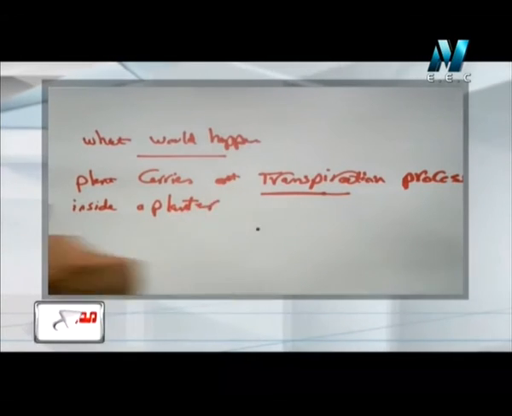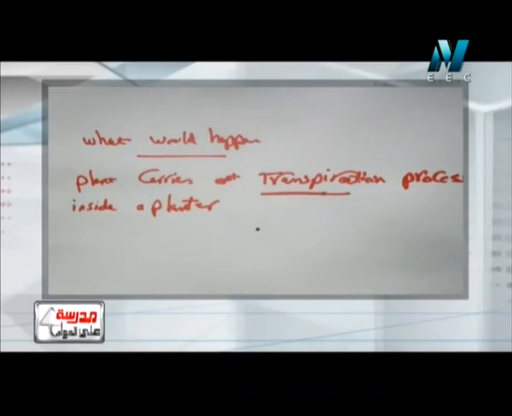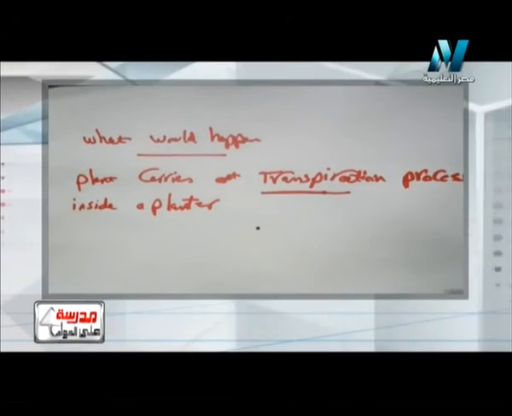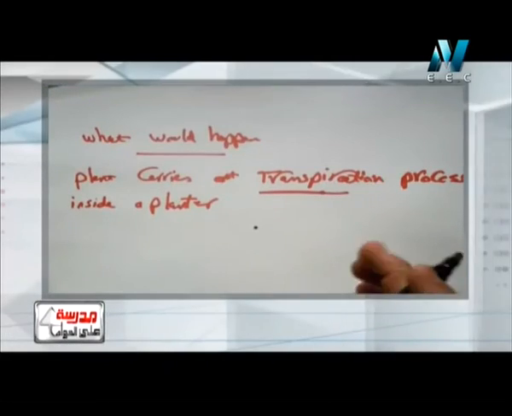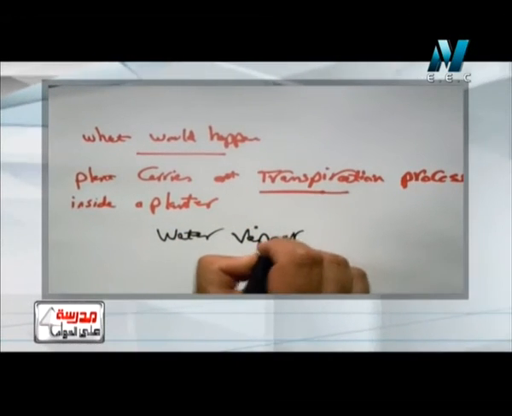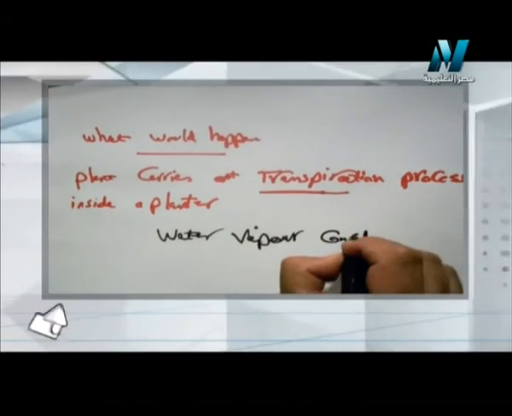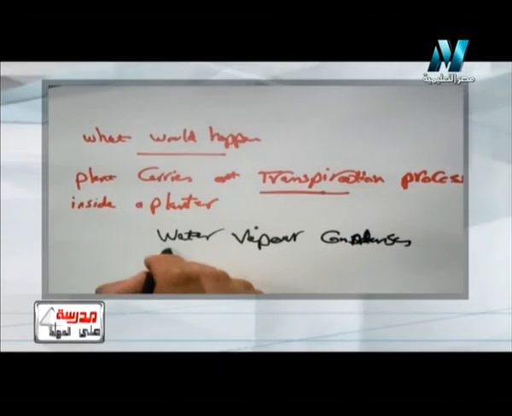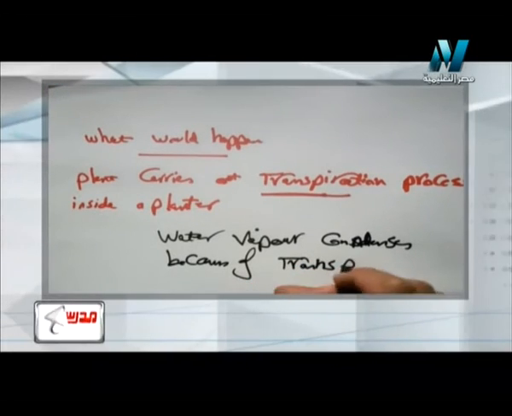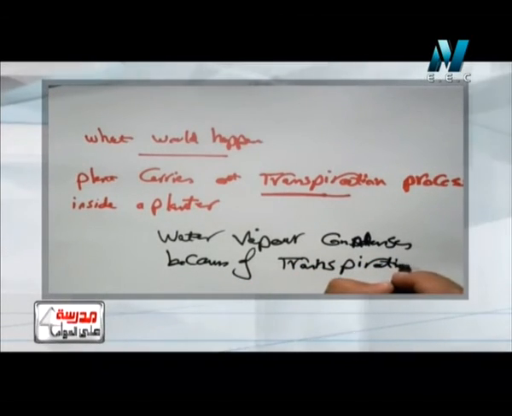Imagine that you are in the bathroom and you have a shower, and there is a lot of very hot water that evaporates. What will happen on the glass? There will be condensation of water vapor. So water vapor condenses because of the transpiration process. Water vapor condenses because of transpiration process.